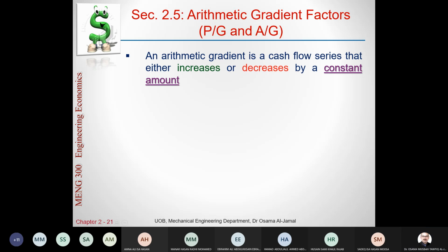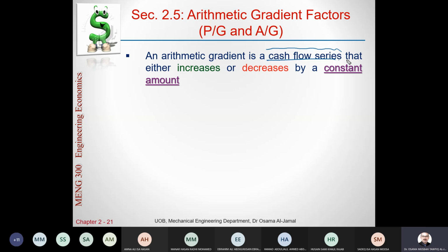Arithmetic gradient is a cash flow series. Up to here, cash flow series. It can be an annuity. This is similar to annuity. But what about this series? How are we going to distinguish this type of series from annuity? I mean, arithmetic gradient from annuity. Remember, in annuity we said a constant, uniform, same or equal amount of money in every period.